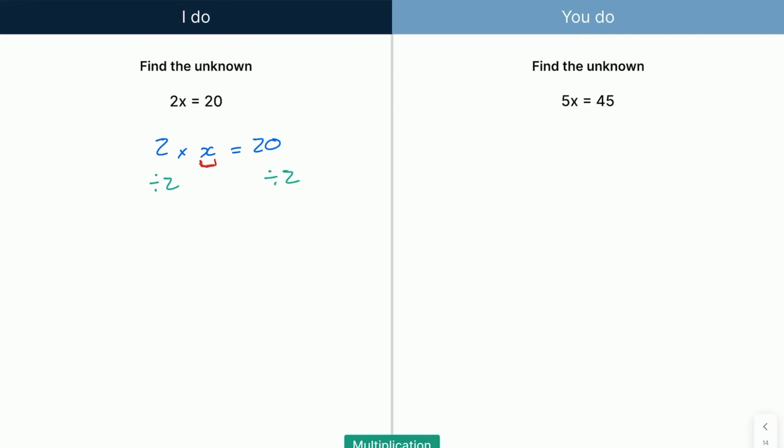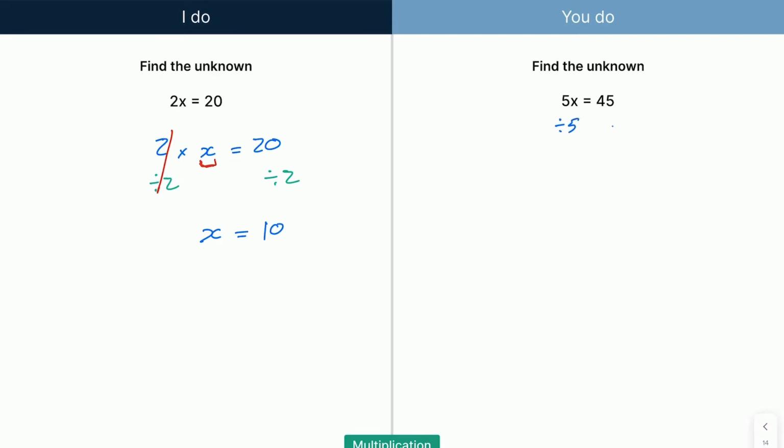And then what happens is, this will cancel out because 2 divided by 2 is just 1. We still have the x left, so we can copy that down. And then we are left with 20 divided by 2, which is just 10. So that becomes 10. Now you can substitute this back into your answer and check if it's right. Yes, 2 times 10 is 20. Now moving on to the right. Again, we want to get the x on its own.